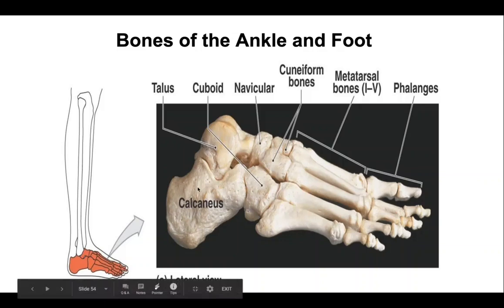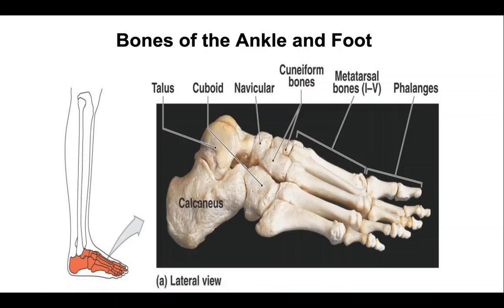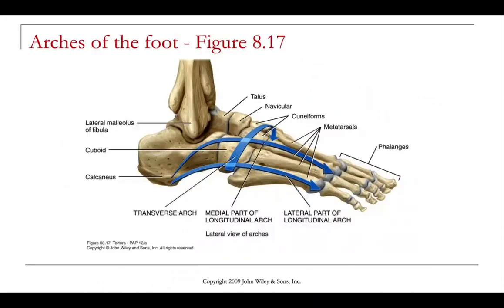So this allows you to see these different bones in the ankle. You've got your navicular here, the talus, calcaneus, the cuneiforms, the cuboid. So you actually have 3 arches in the foot as well. So you've got the medial part of the longitudinal arch here.